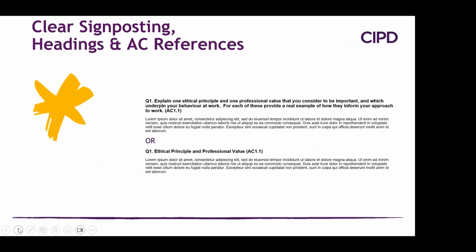So in this first example here, we've used the whole question. So it's quite a long question. So if that's going to interfere with your word count, or if it's too wordy, you may want to just use a redacted version of the question, as in the second example there. So we've just used ethical principle and professional values, so it's obvious what you're responding to. And it's really important that you use the assessment criteria. So you'll see in brackets there's a reference, AC 1.1, etc. And that makes it clear to your tutor and assessor exactly what you're responding to, and that's really important. So, next slide, please.